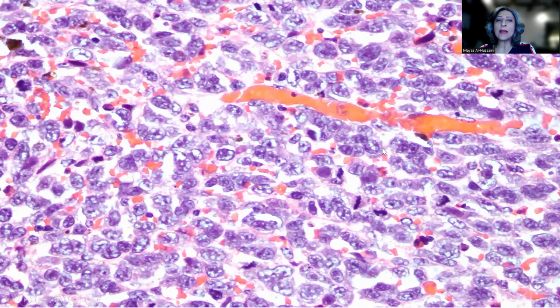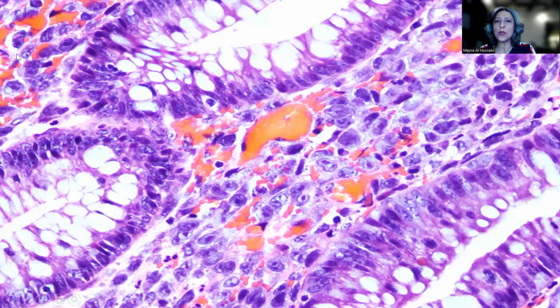And on high power magnification, large cells, lots of pleomorphism, abundance of mitosis, and pleomorphic nuclei with a prominent acidophilic nucleolus and some areas showing pigment. Now, these malignant tumor cells were growing in between the glands, and as you can see here, the prominent nucleolus, which is an excellent clue to the diagnosis of melanoma.